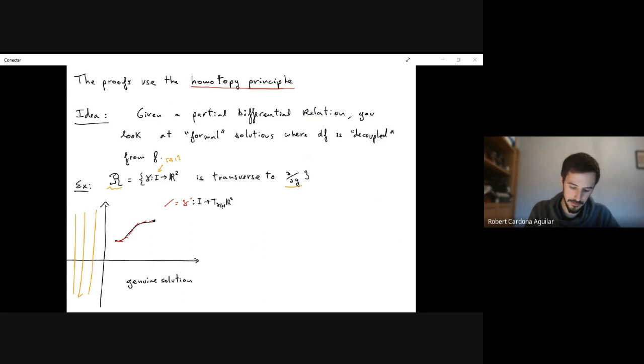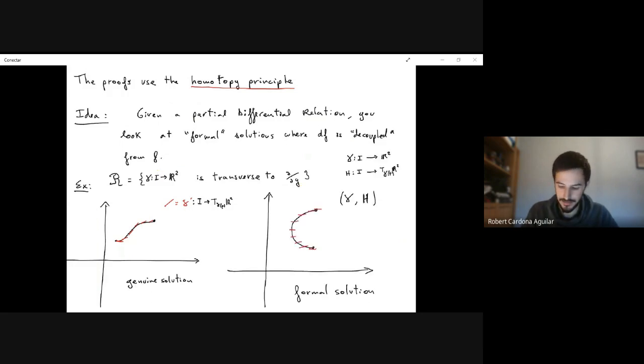In this example, I gave you a path which is transverse to this foliation. This is clear, no? At any point, this is transverse to the foliation by the y-axis. And what I draw here in red is the derivative at each point of the path. So what I have is a pair, gamma, comma, gamma prime, which satisfies my relation. This is what I call a genuine solution. It's a solution for real, it's not formal. And this here is what I will call a formal solution.